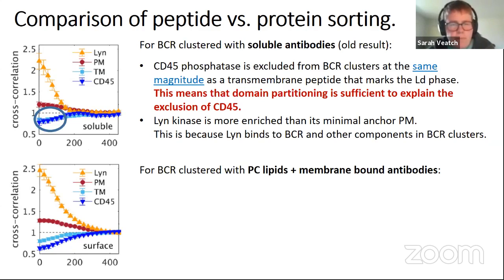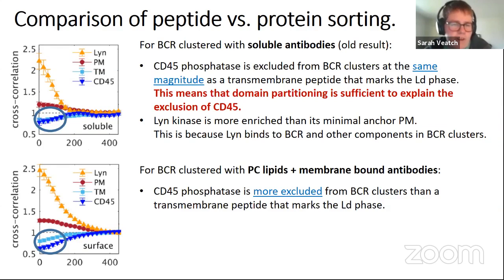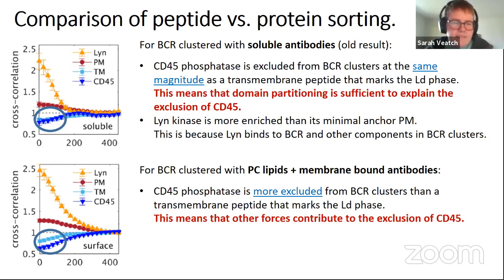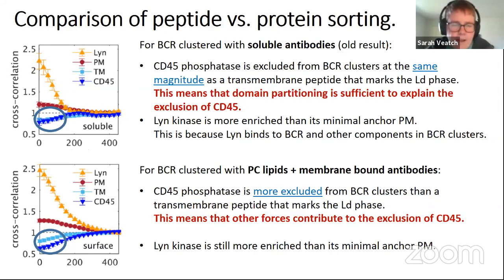But in this new experiment, when we activate on a surface that has both PC lipids and these membrane-bound antibodies, we find that the CD45 phosphatase is more excluded from these B cell receptor clusters than the transmembrane peptide on its own. And so what this means is that domain partitioning is not sufficient to describe this distribution, and there must be other sorts of interactions that contribute to this localization. But again, Lyn is still more enriched, and that's probably for the same reasons. It's still directly binding to other proteins.